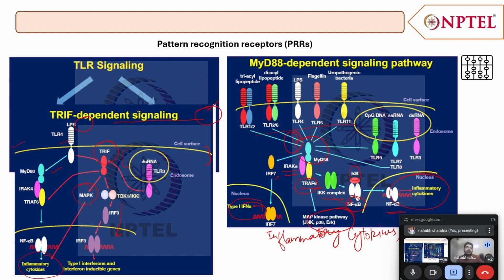Okay, so the major difference is that most of the TLRs, including 1, 2, 6, 5, and 11, and the DNA recognizing TLRs, function by the MyD88. But TLR4 and TLR3, these two only function with the TRIF activation that increases the production of the inflammatory cytokines. So this is the major difference in the two signaling pathways using the TLRs.